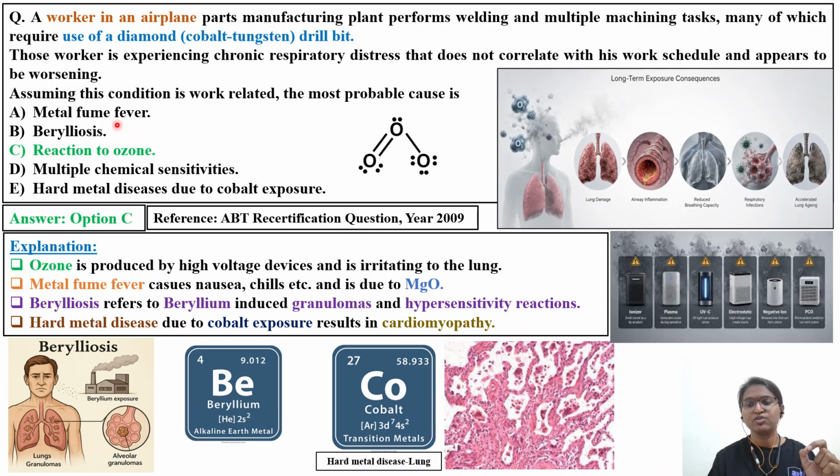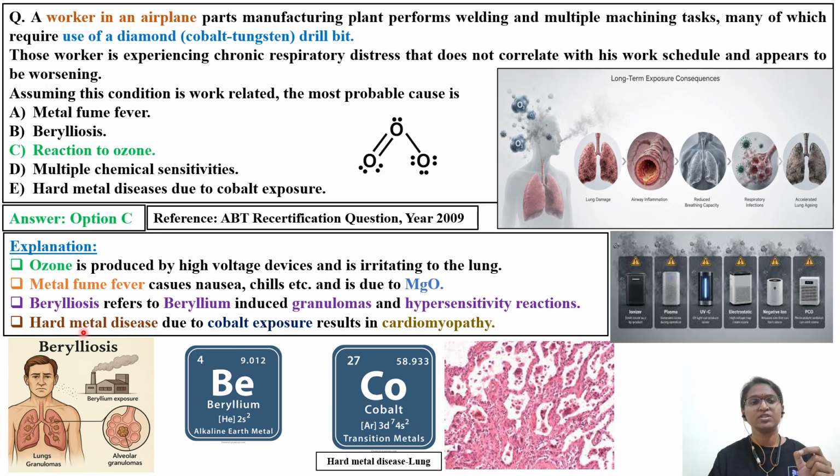The other option is metal fume fever. This metal fume fever causes nausea and chills, and is due to a particular metal, magnesium oxide. But we'll discuss one slide with respect to metal fume fever also. Metal fume fever is not only caused by magnesium; there are around 7 to 8 heavy metals which are responsible for causing metal fume fever. So I'll discuss that one.